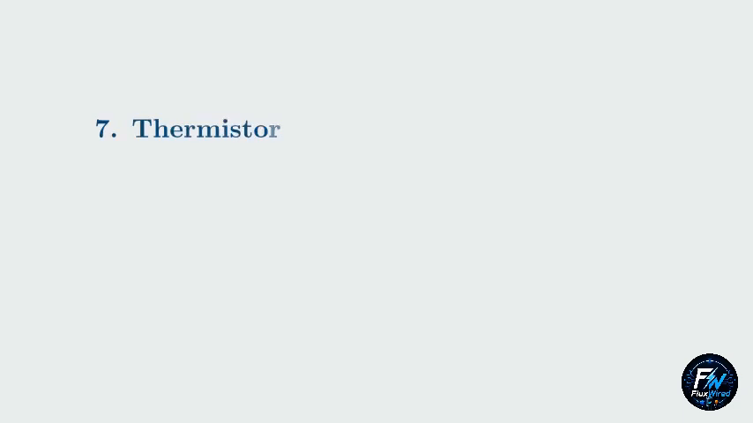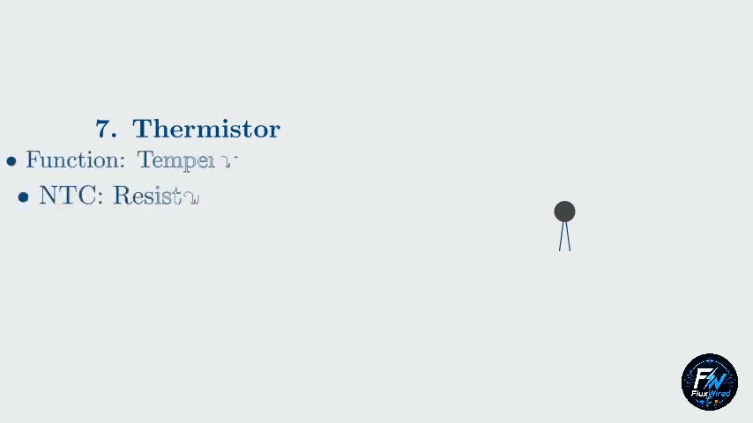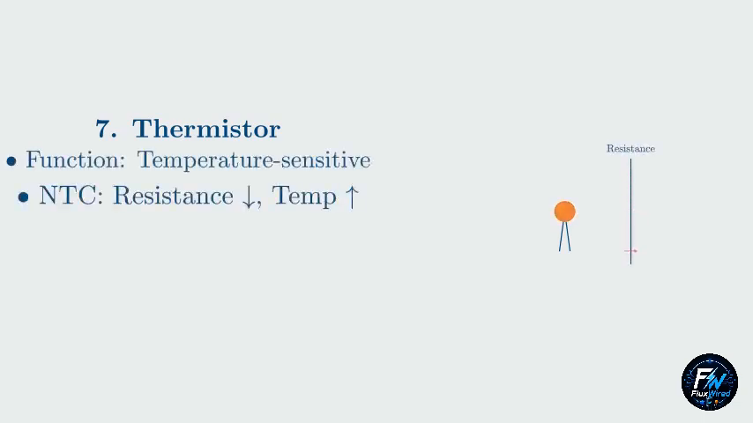What if we want the environment to control the resistance? Meet the thermistor, a resistor that is highly sensitive to temperature. There are two main types of thermistors you need to know. The most common is the NTC, or negative temperature coefficient thermistor. For these, as the temperature goes up, the resistance goes down. They are perfect for temperature sensors in digital thermometers or car engines.